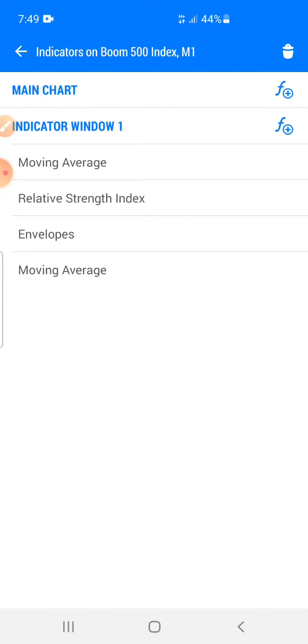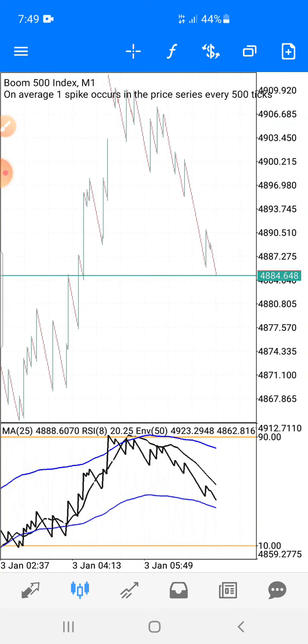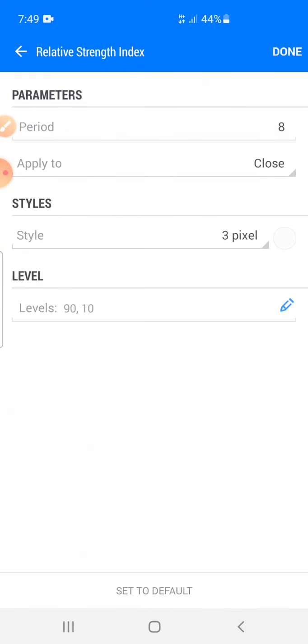The setup is very simple. We have no indicator on our main chart. In the window, we have a moving average 25, shift 0, method simple, apply to close, and you can screenshot this and set it up yourself. Remember, the first indicator you are going to add is RSI, before you add even the moving average. I just added it because there's an indicator I removed before. The RSI is period 8.